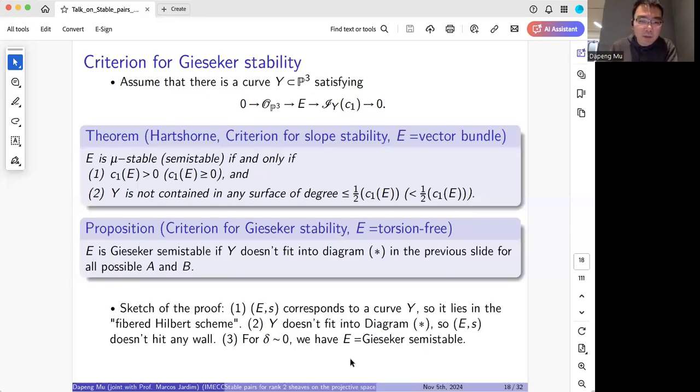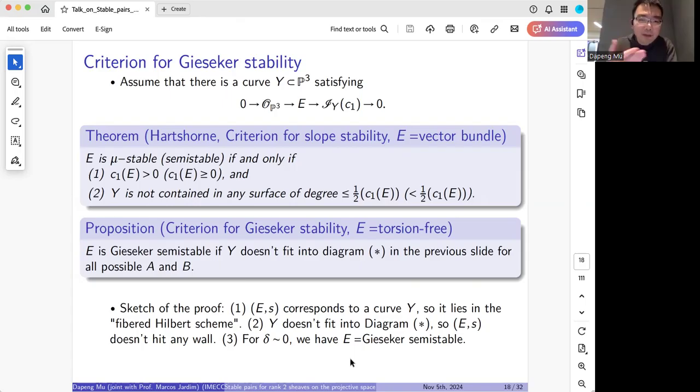Let me start with a sketch of the proof. Actually, the idea is pretty simple. Firstly, we have the correspondence, which means this pair is unsaturated, so it lies in the Hilbert scheme chamber, fibered over the Hilbert scheme. Secondly, it doesn't fit into diagram star, meaning every time we cross a wall, this pair will not be killed. So as delta varies, when it lands in the very first chamber, or in other words, when delta is very close to 0, this pair is still delta stable, but in this case, we have E Gieseker semi-stable.